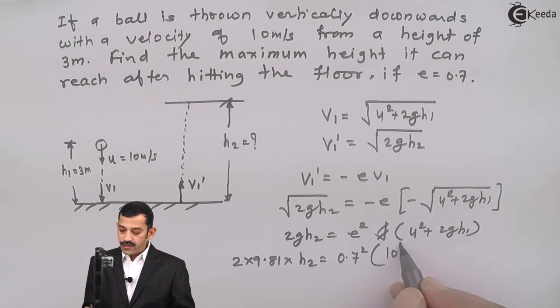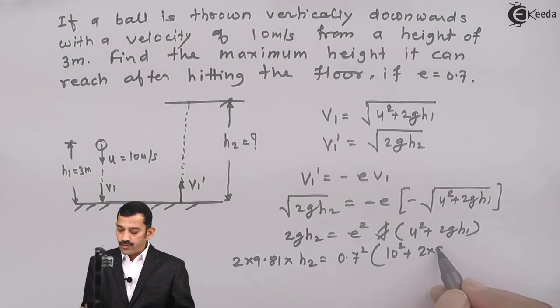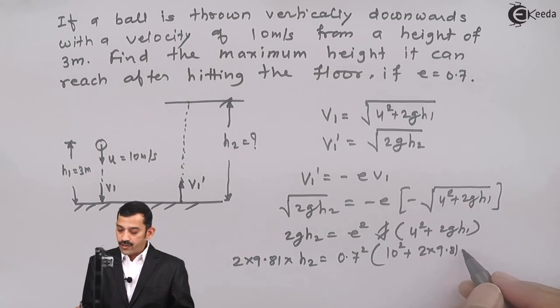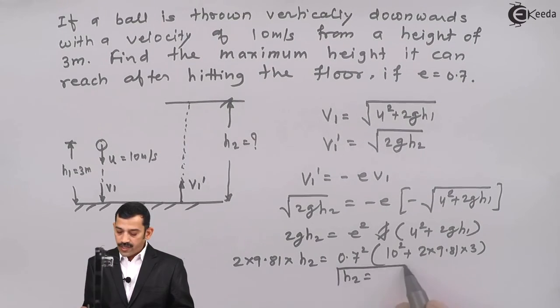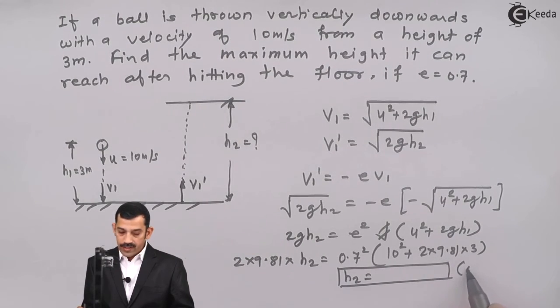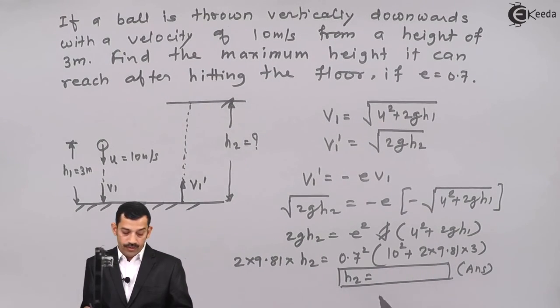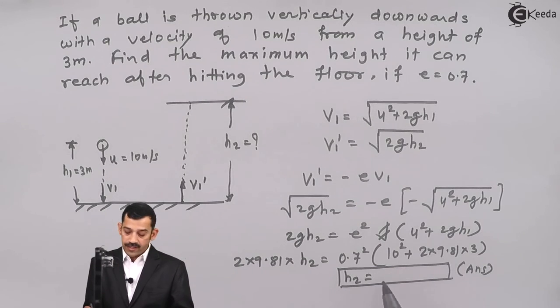u is 10, so 10 square plus 2 into 9.81 into h1, which is 3. The unknown term is h2, and if we calculate using a calculator, this answer h2 comes out to be 3.967 meters. 3.967 meters is our final answer.